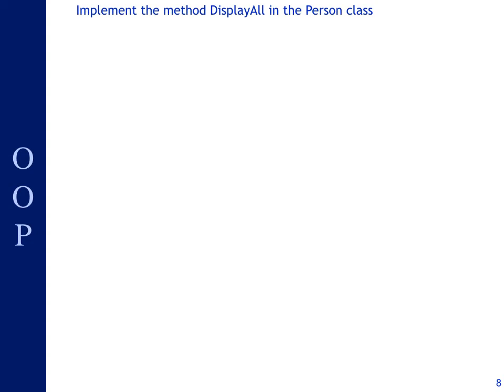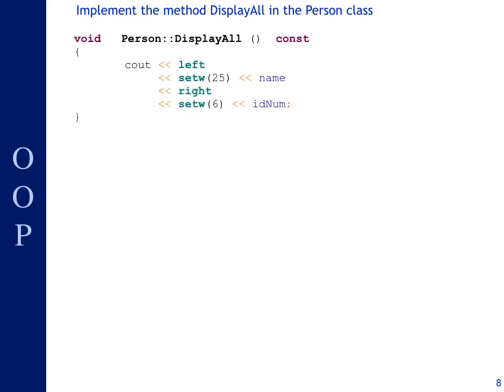So now we're going to implement the display all in the person class. Display all in the person class has to display 2 attributes, right? The name and the ID. So void person, colon, display all, and constant because it's an accessor method. So left, we're going to display the name. The right, we're going to display the ID.